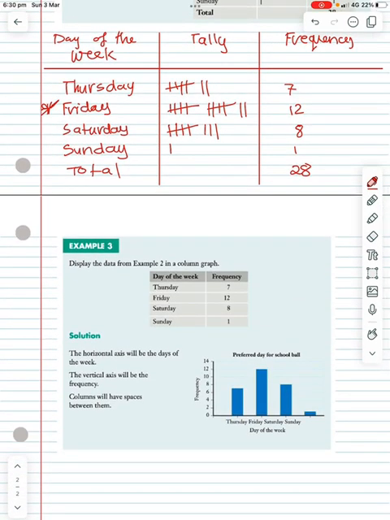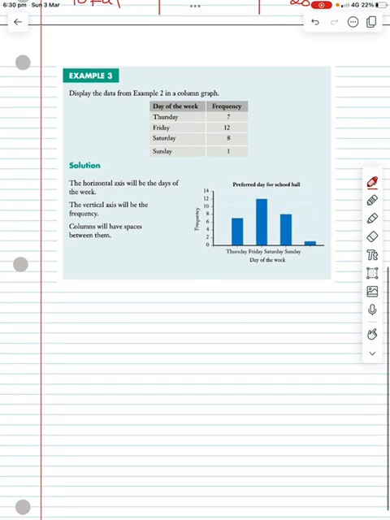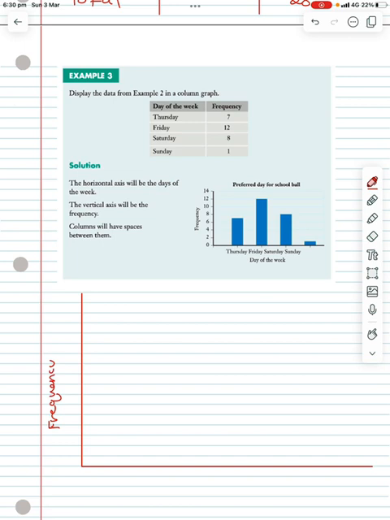The next one is we want to take this data in our frequency table and put it into a column graph. So we want to draw our x and our y axes like so. We don't really need to put arrows on it for this one because it isn't continuing on forever. Our frequency is going to go up along our y-axis, and day of the week is going along the x-axis.